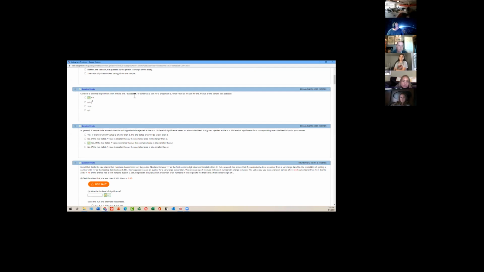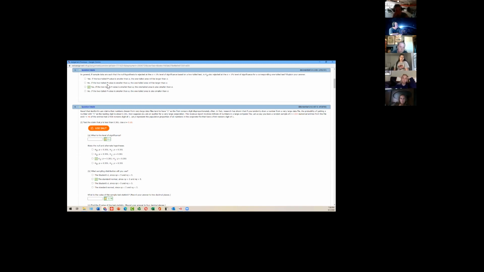That's all it's like. To construct a test for a proportion P, what value do we use for the Z value in the sample test statistic? Now, if you look at all of these guys, that's the only one that actually gets used. Isn't that P hat? Isn't R over N P hat? And our calculator, unfortunately, they call it X over N, but what the heck, it's the same thing.